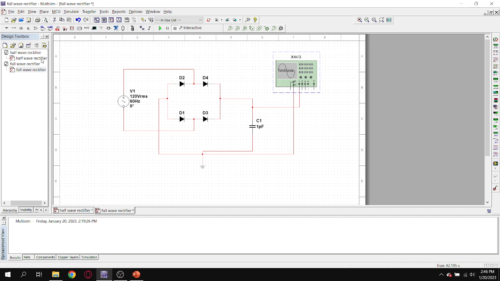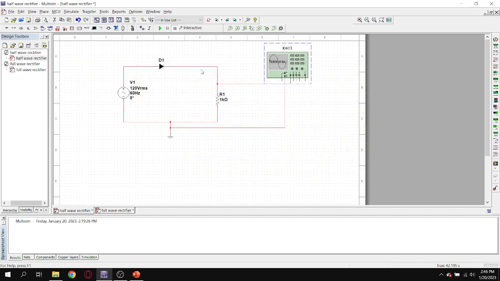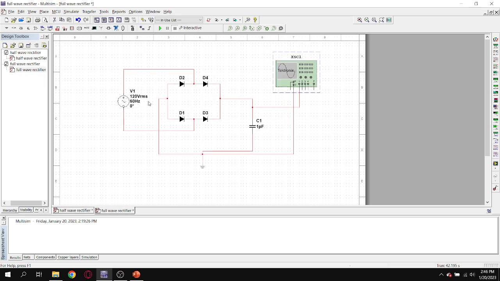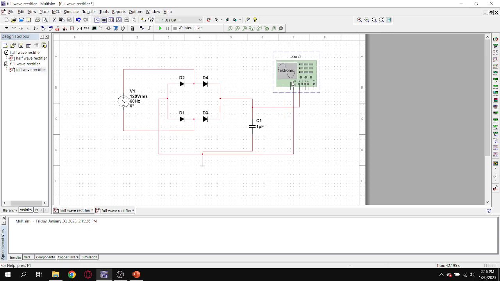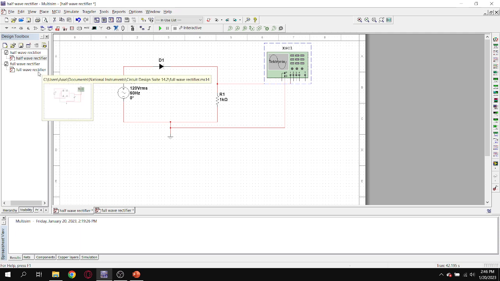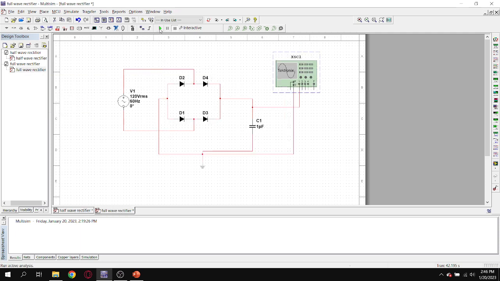So I think I've covered all of it: the difference between half wave and full wave rectifier, and what happens to the waveform when we connect different kinds of load. Yeah, that's it. Thank you for watching.